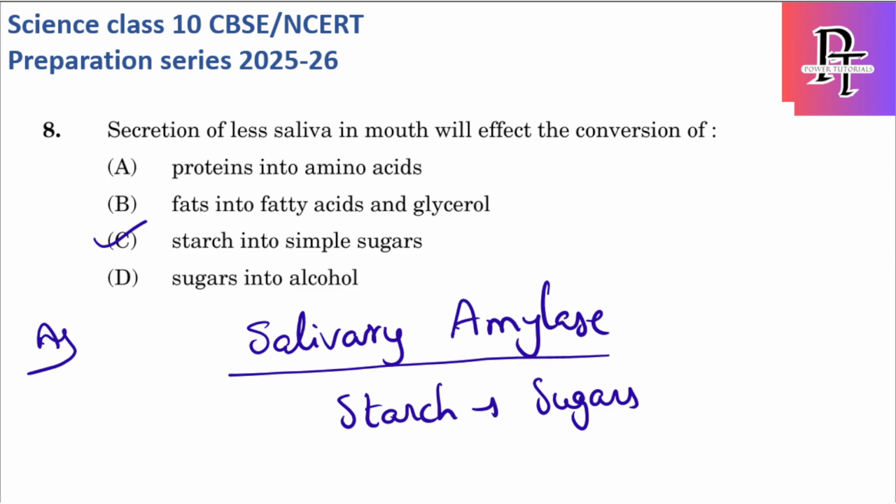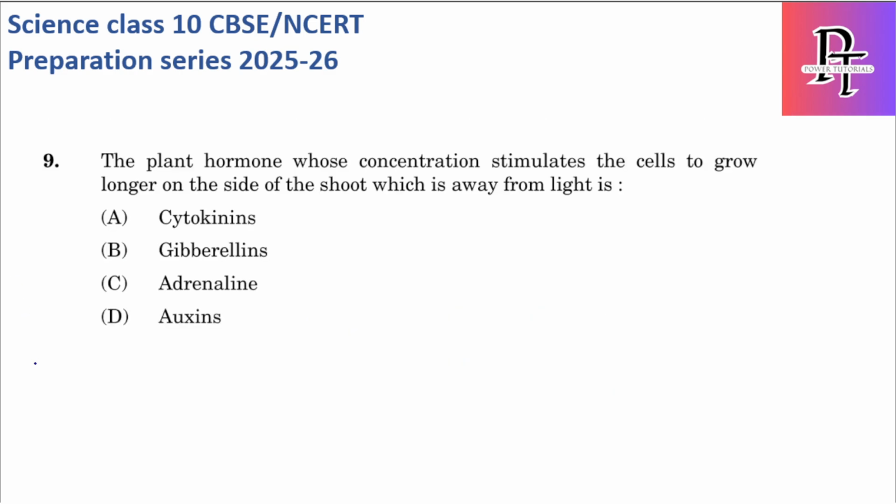Okay, let's see the 9th one. The plant hormone whose concentration stimulates the cells to grow longer on the side of the shoot which is away from light is, the answer is auxins. Auxins are the ones which help the cells grow more away from light. So due to this there will be a bend towards the light.